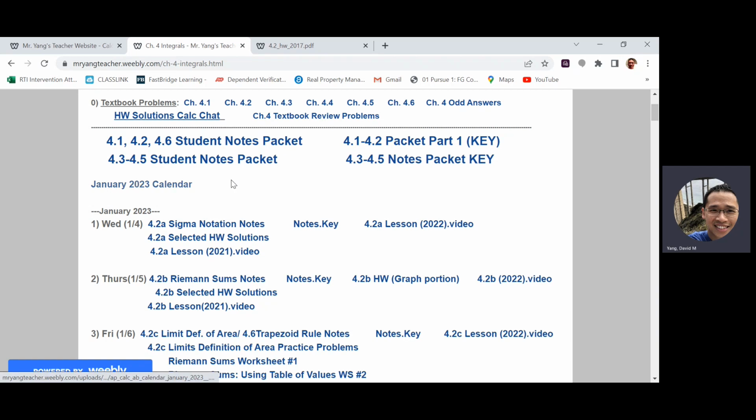The calendar is also on here, so if you somehow misplace anything that I give out in class, you can pull it from my website.